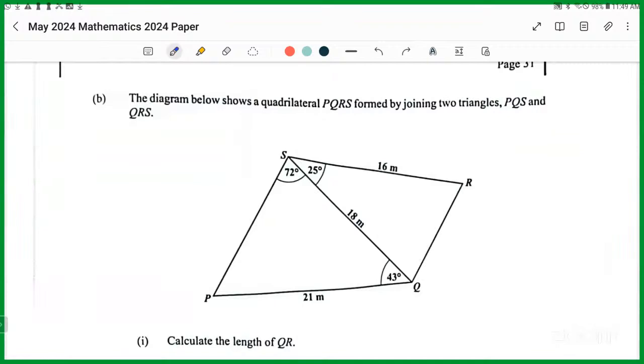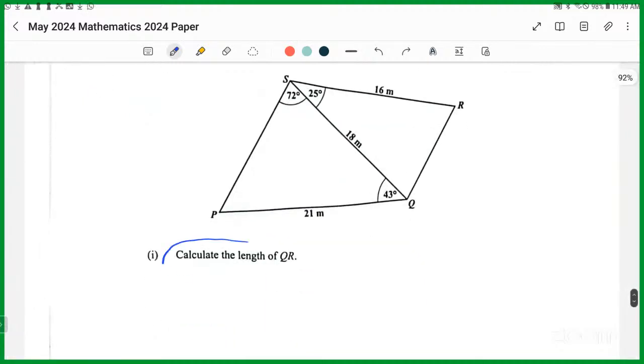And the pen is going. All right. The question says the diagram below shows a quadrilateral PQRS formed by joining two triangles. So we have two triangles here and here, PQS and QRS. None of them are right angled, so we cannot use Pythagoras' theorem, and we cannot use SOH CAH TOA in any of these triangles. We have to use the sine rule or the cosine rule. The first part wants us to find the length QR, which is this length over here.